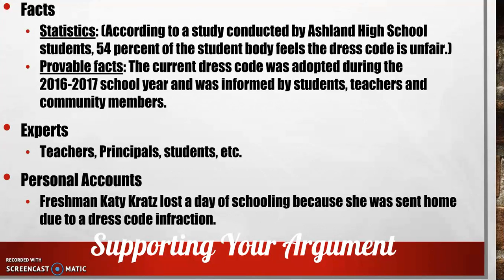And then finally, the last one that I have up here are personal accounts. An example of this would be freshman Katie Kratz lost a day of schooling because she was sent home due to a dress code infraction. So right there, I have cited a specific person who was directly impacted by the dress code. And because of that, that again adds weight, adds credibility to my argument. So all of these things work together to create a more well-rounded representation of the topic that you're talking about.